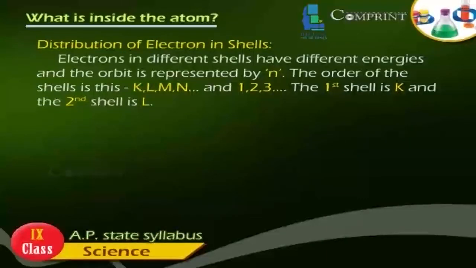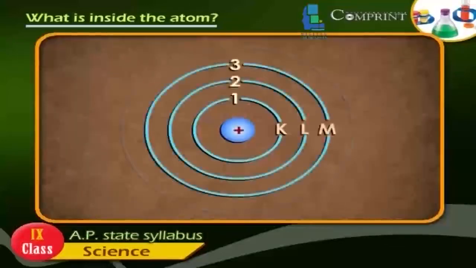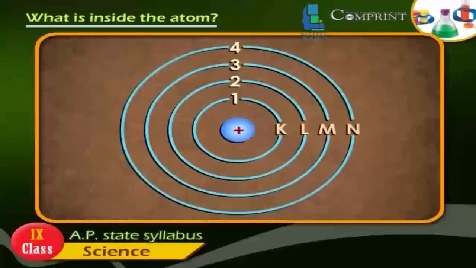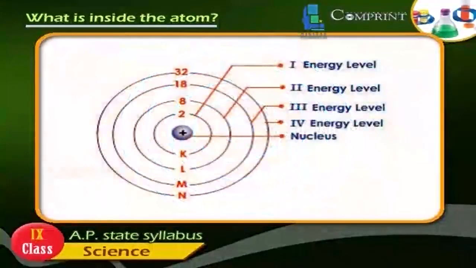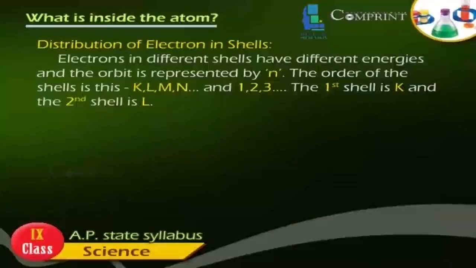Distribution of electrons in shells. Electrons in different shells have different energies and the orbit is represented by n. The order of the shells is K, L, M, N and so on, or 1, 2, 3 and so on. The first shell is K and the second shell is L.